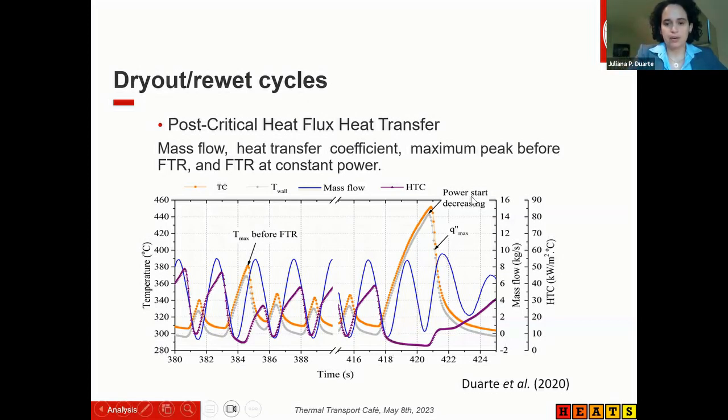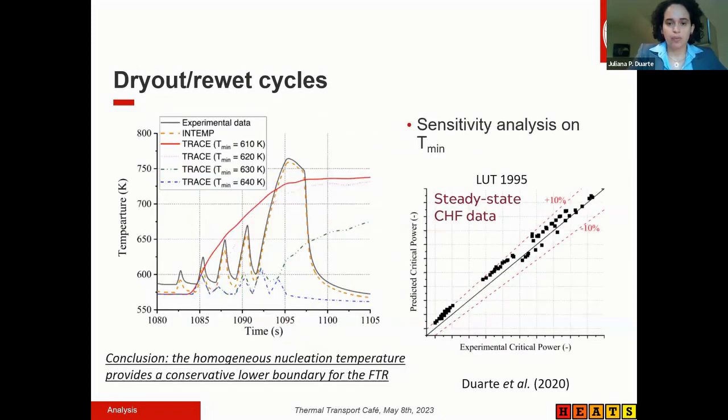And we see here, when we have the failure to re-wet at about 418 seconds, that the heat transfer coefficient gets stuck in the film boiling regime. Even with the increase of the mass flow rate, that temperature is much higher than our minimum film boiling temperature. And that increase in the mass flow rate is not enough to re-wet the surface. So this was a preliminary analysis that we did to compare with the models that we have in TRACE.